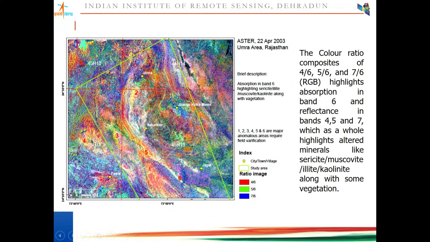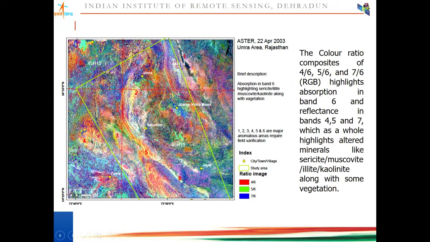Now, as I was talking about the synoptic view, you can see that this is the nose of a fold. You can see this folding structure present over here. Now, a linear structure: you can see this is a lineament present over here. So because of the synoptic view, the major structures can be seen.